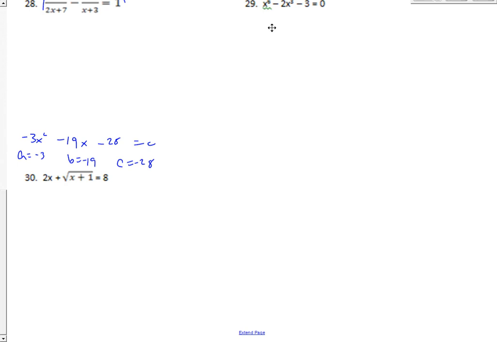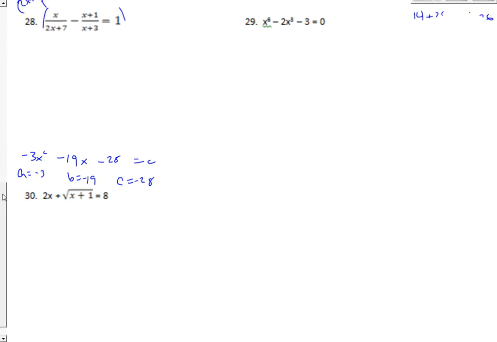So let's see. Number 29. This is x to the 6th minus 2x to the 3rd minus 3. Well, it's 3 terms, but it's not a quadratic, but it is in quadratic form. So when I have a polynomial that's in quadratic form, I can use the quadratic formula and base it off of the middle term here. So instead of saying x equals, I'm going to say x to the 3rd equals. And my a value is 1, my b value is negative 2, my c value is negative 3.